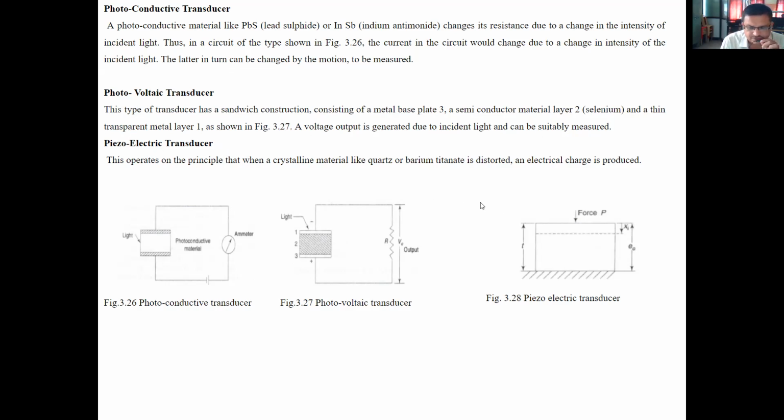Piezoelectric transducer. This is the piezoelectric transducer. See that it is of thickness T. This operates on the principle that when a crystalline material like quartz or barium titanate is distorted, an electrical charge is produced. Therefore, when force is applied, the crystal will get distorted, strained or stressed, and because of that, electrical charge E naught is produced.